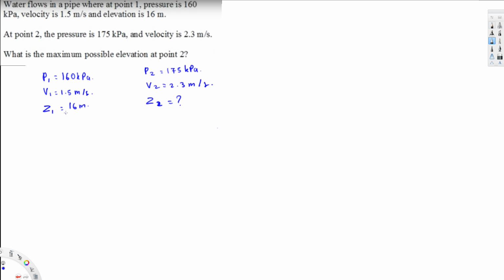So we have the formula for Bernoulli's equation, that is P1 over rho G. Since this is water, we know that the density of water is 1000 kilogram per meter cube, so that's not a problem. P1 over rho G plus V1 square over 2G, V is velocity, and then plus elevation Z1, and I'm going to equate this point 1 to point 2. So P2 over rho G plus V2 square over 2G plus Z2, and in this case we have to make an assumption that water is incompressible. Z2 is what we are going to find.